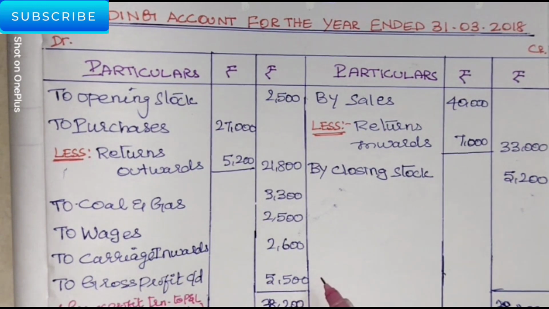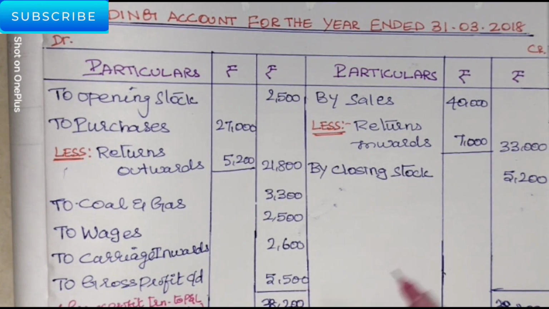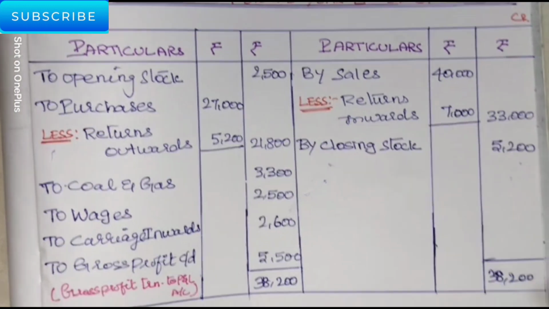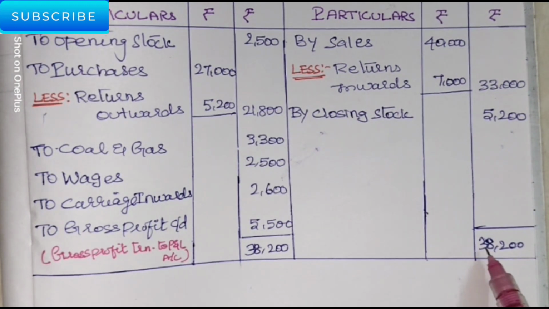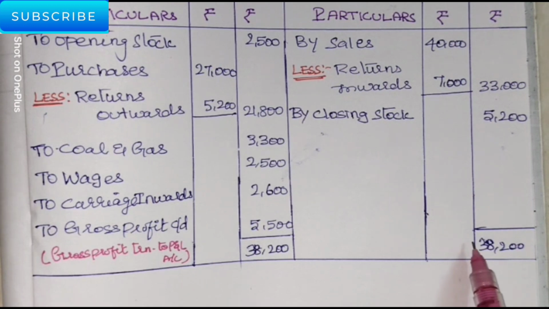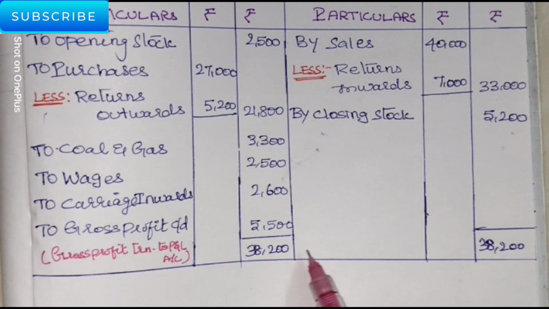Now what do we have to do? We have to enter the total. For that we have to find which side has the higher value. Of course, the credit side has the higher value. How much? 33,000 plus 5,200, we got 38,200. We have to consider the higher value as the total. That total we enter on both the debit and credit side on the same line.